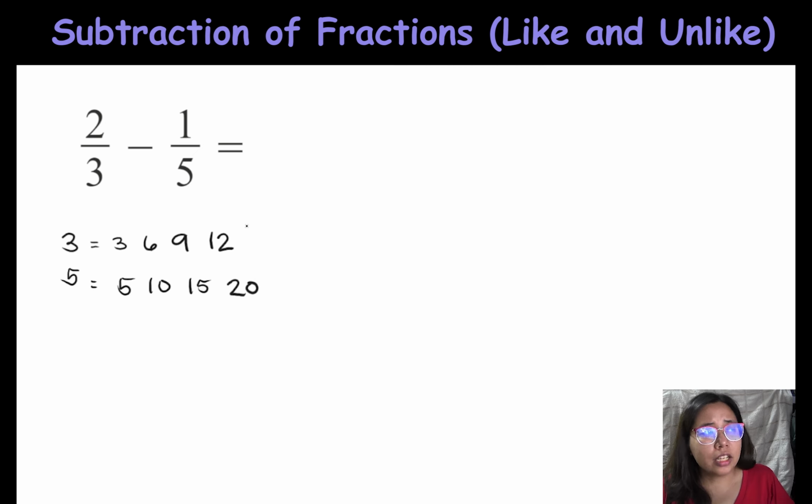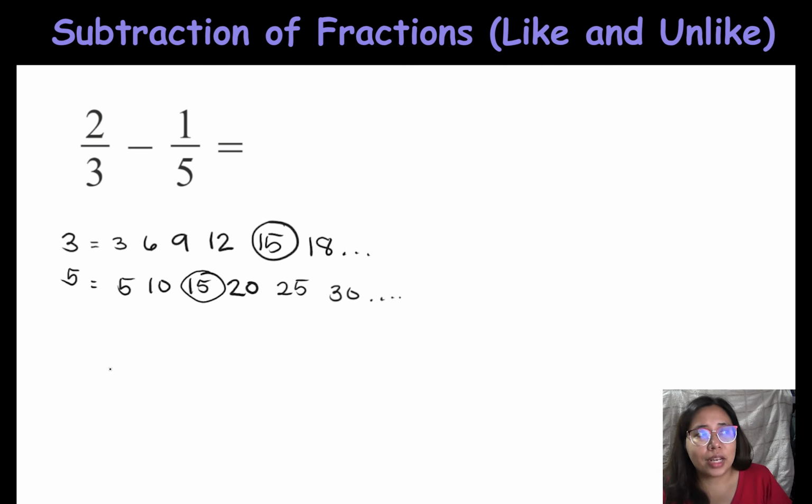So, makikita natin dito, wala pa silang common number. Okay? So, kukontinue natin yung sa 3. So, we have 12. And then, the next one is 15. And then, 18. And then, 25. And then 30, and so on. Okay, so, ngayon, nakikita na natin na meron silang common multiple, and that number is 15. Okay, so, yung 15 ang magiging denominator natin ngayon.